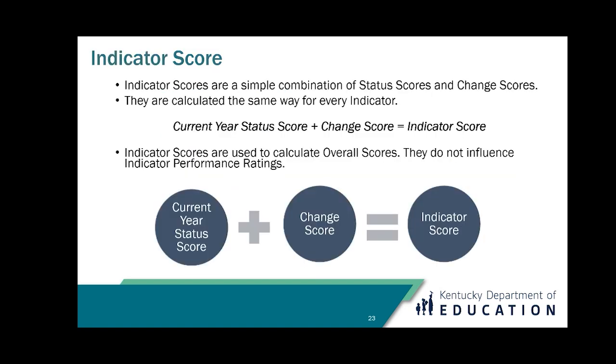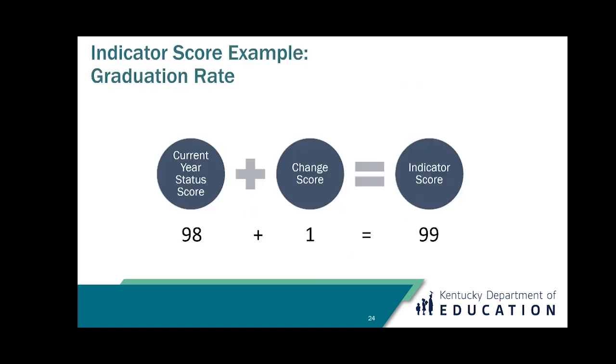Indicator scores are a simple combination of status scores and change scores. They are calculated the same way for every indicator. It is the current year status score plus the change score, which yields the indicator score. The indicator scores are used to calculate overall scores. They do not influence the indicator performance ratings. Here is an example of how we calculate the indicator score. Current year status of 98 plus our change score of 1 equals our indicator score of 99.